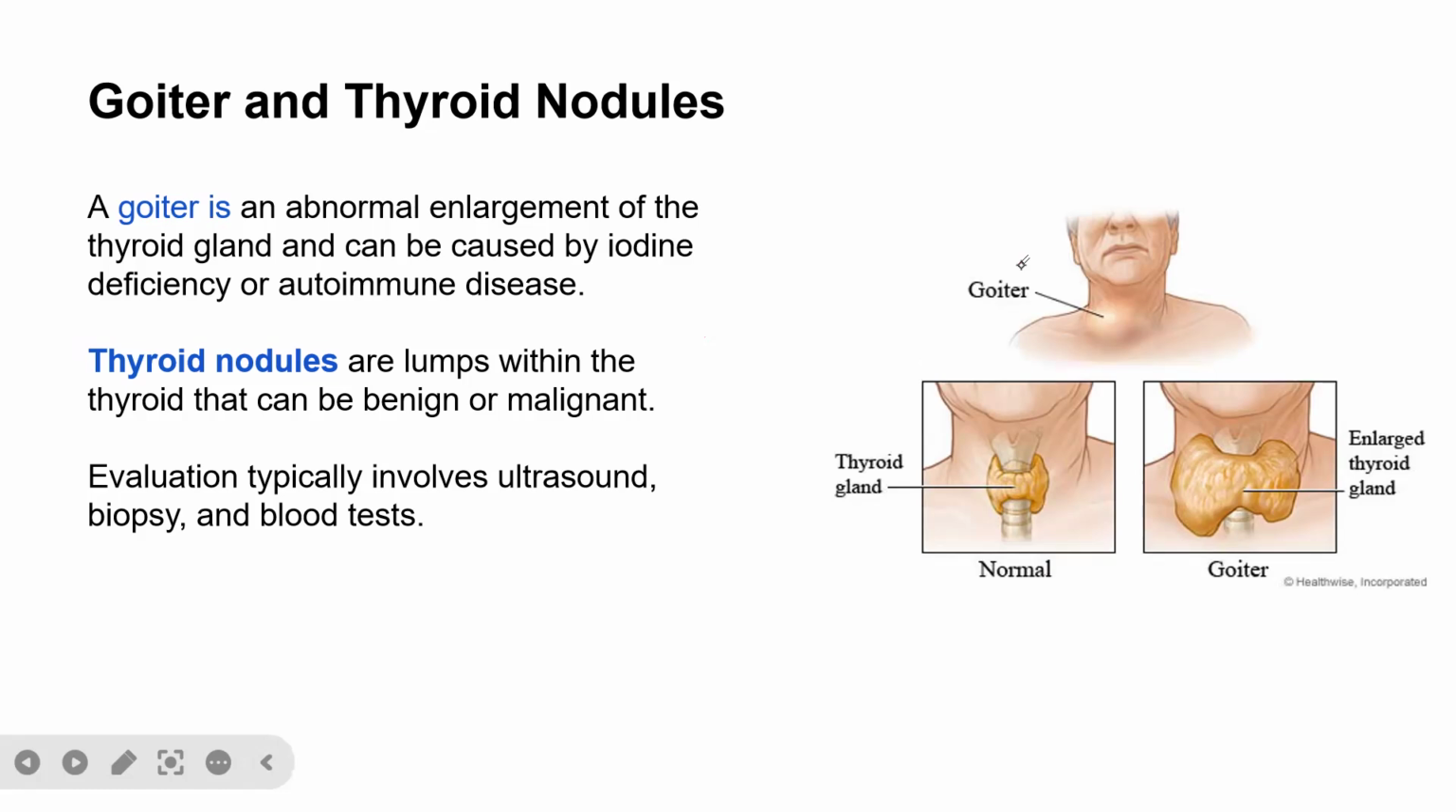So this is actually a typical example of goiter. This is where we have a normal thyroid gland here, and then we have the enlarged thyroid gland. So whenever you have something like this enlarged thyroid gland, it tells you that there is a goiter.